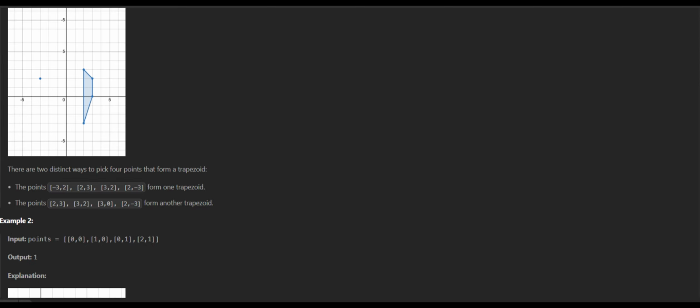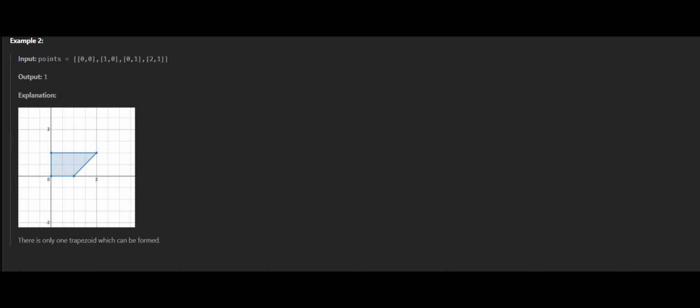Input, points equals, -3 2, 3 0, 2 3, 3 2, 2 3. Output, 2. Explanation. There are 2 distinct ways to pick 4 points that form a trapezoid. The points, -3 2, 2 3, 3 2, 2 3, form one trapezoid. The points, 2 3, 3 2, 3 0, 2 3, form another trapezoid.